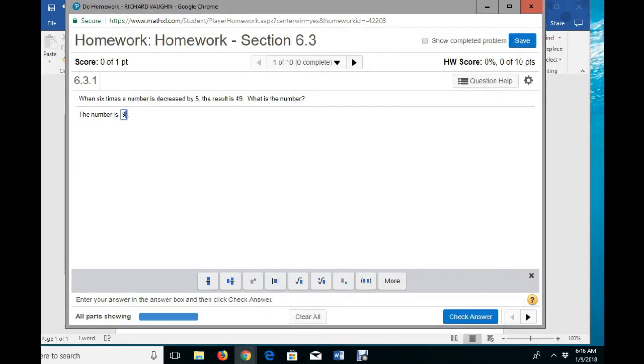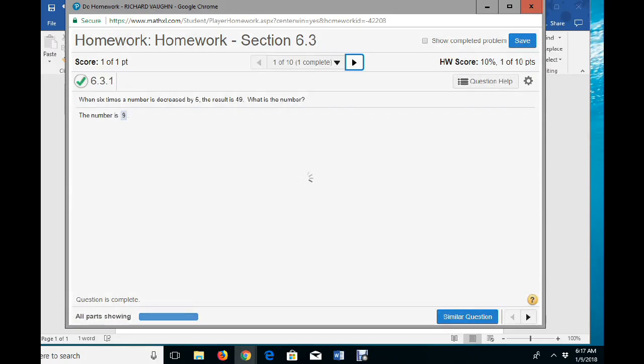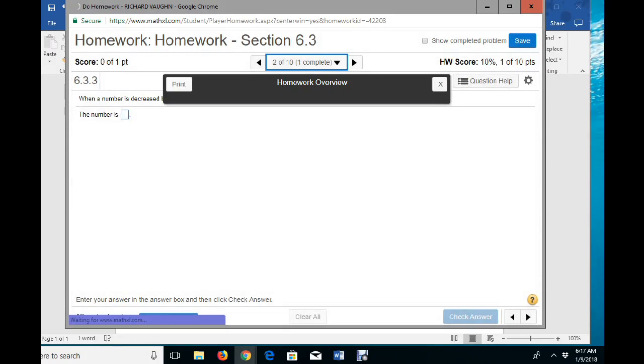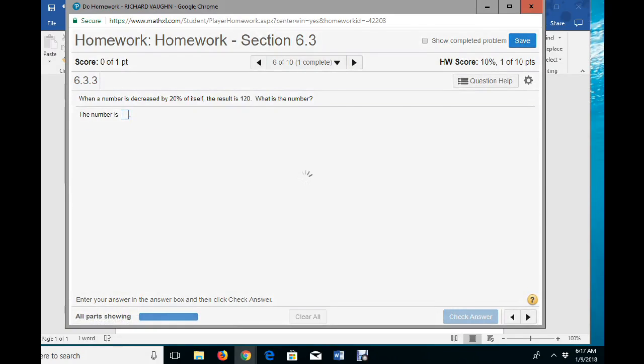All right, so when you've typed in your answer, you can always just press check answer. If you get it wrong, they'll let you try it again, and it'll show you maybe what's wrong. And then you can go on to the next question. Let's skip up a little bit. Let's look at maybe one right in the middle. Maybe we'll look at 5 or maybe 6.